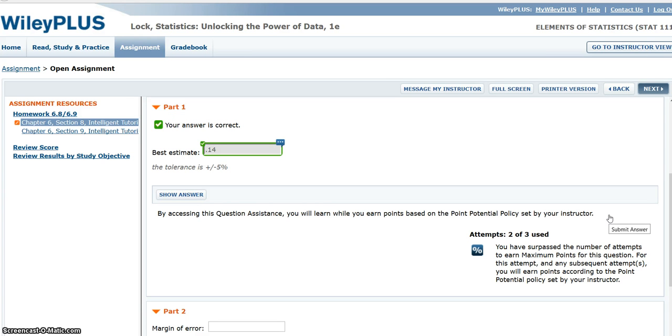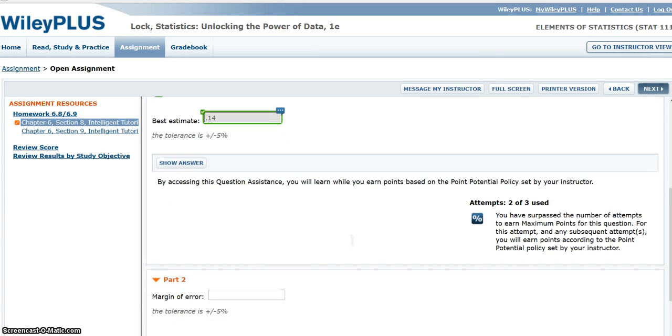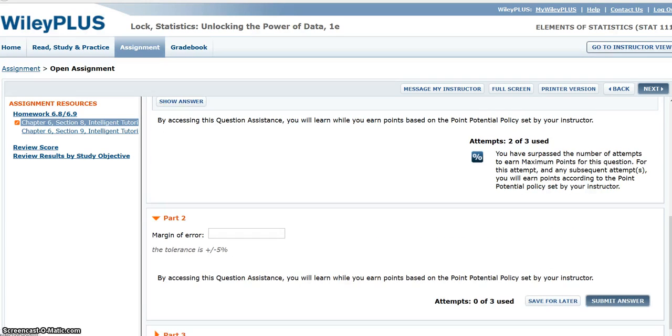Okay, now I need to create the margin of error. Now, strangely on this assignment, it's not telling us how many significant digits to use or how many decimal places to round to. It just says the tolerance is plus or minus 5%. So I am going to do the margin of error to 3 decimal places, and I recommend that you do the same.